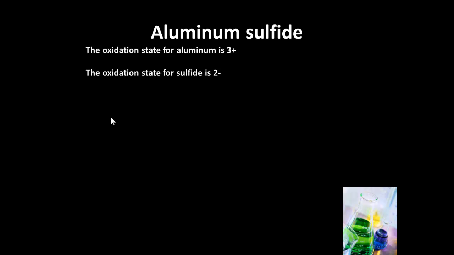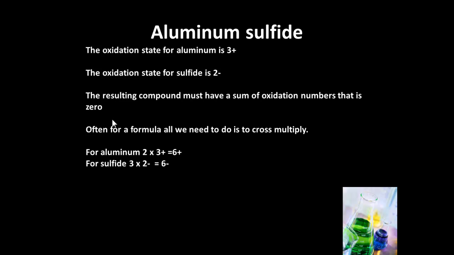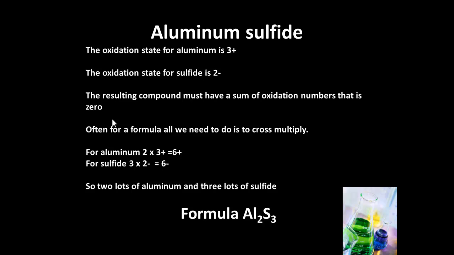So let's try aluminium sulfide. Oxidation state for aluminium 3+, sulfide 2-. So in this case, the resulting compound has a sum of oxidation numbers. It's got to be 0, and if we cross multiply, you can see how we can get that. So 2 lots of 3+ for aluminium gives us 6+, 3 lots of 2- for the sulfide gives us 6-. So we've got to have 2 lots of aluminium and 3 lots of sulfide. Formula Al2S3.